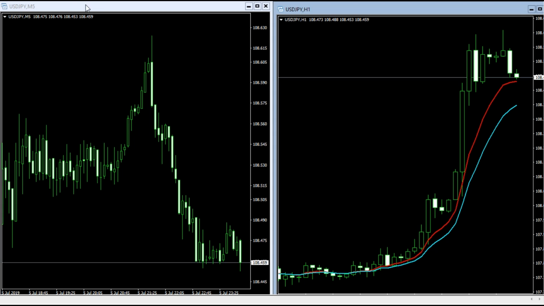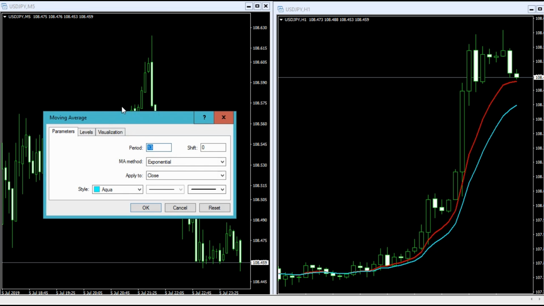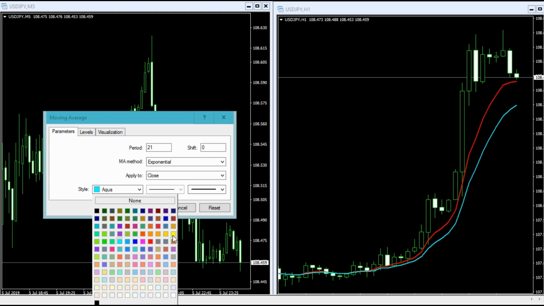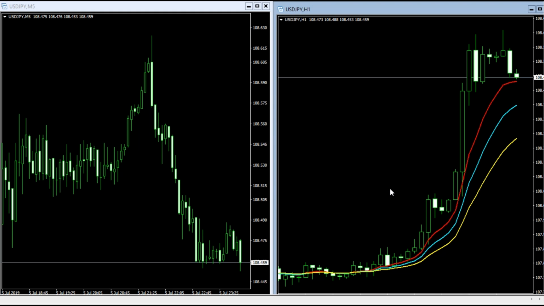And the next Fibonacci number is 21. So we are going to put one more EMA here, 21, and we will give it a color yellow. That's it, yellow. Okay. Now this is on the 1 hour chart.